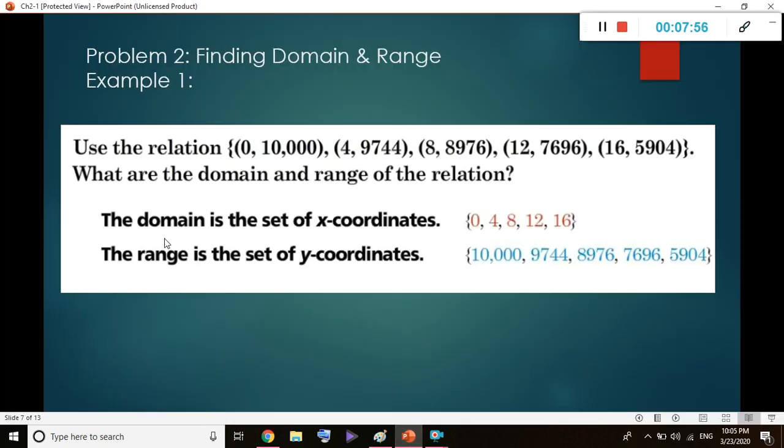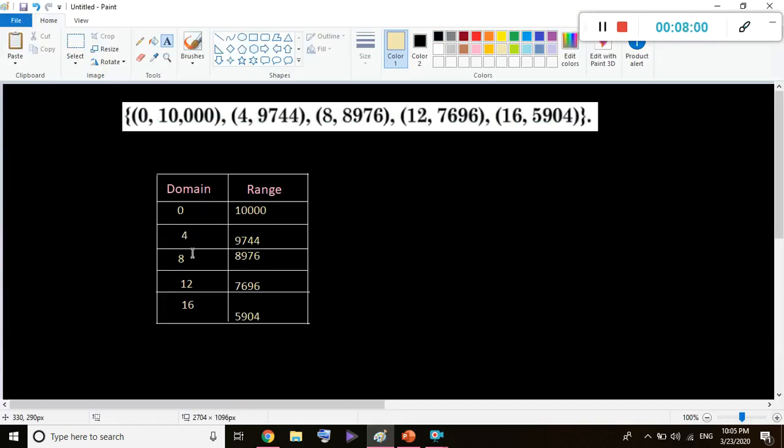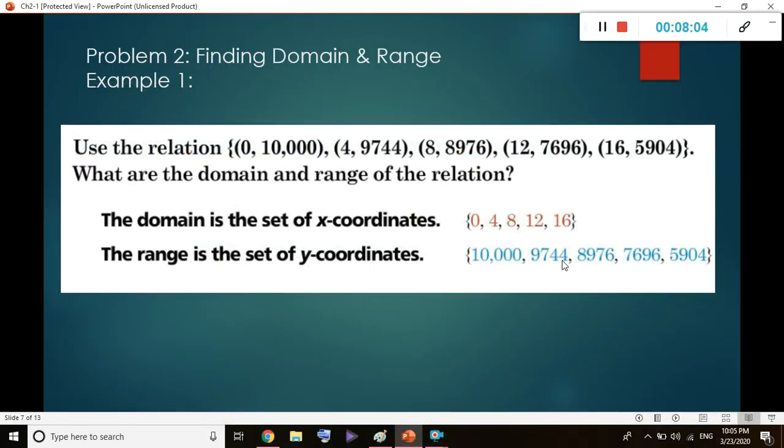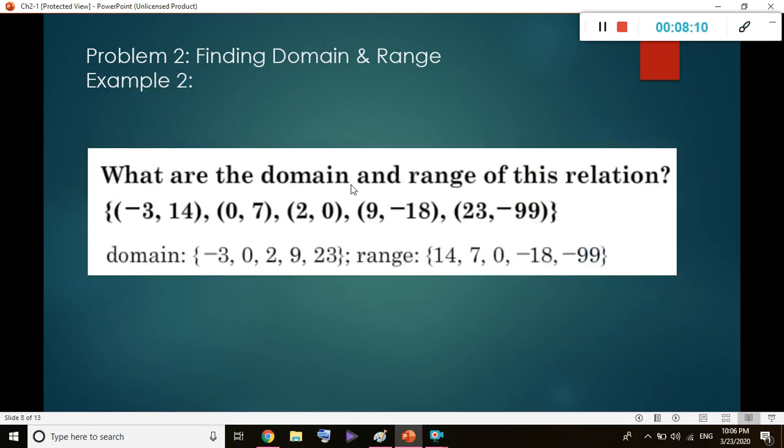Let's check here. The domain is going to be 0, 4, 8, 12, 16. And the range is going to be 10,000, 9,744, and the y coordinates here. Let's see our second example we have. What are the domain and range of these relations?